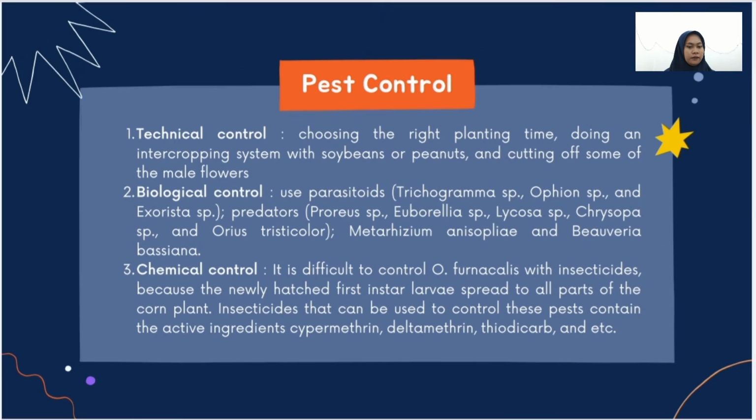damage by Ostrinia furnacalis will reduce the movement of water from the soil to the top of the leaf due to damage to plant tissue. To control this pest, there are three ways: technical control by choosing the right planting time, using an intercropping system, and cutting off some of the male flowers.